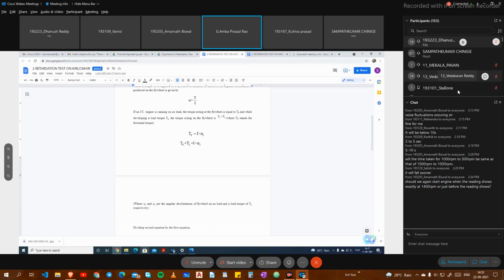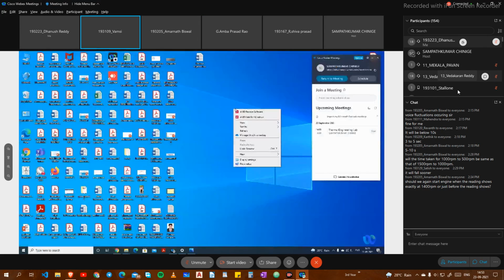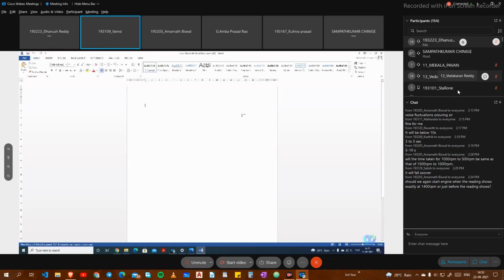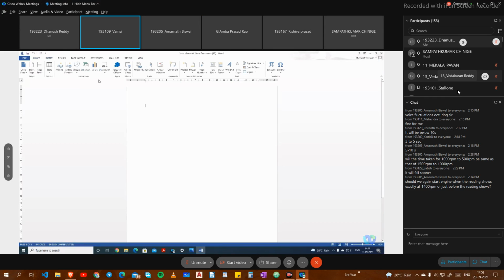Sir, I think I have a better idea. Smartphones record approximately at 30 frames per second. So if we divide every second into 30 frames, that's around 0.03 seconds, sir. If we stop the video when the reading of the engine speed is 1500 and then stop the video again at 1400, and count the number of frames or the time difference between those two frames, then we can get the exact time, sir.